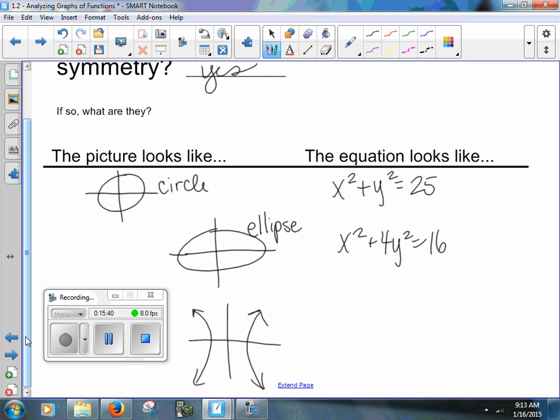Does anybody know? That's still not symmetrical. Don't judge it. What is it? No. Does anybody know what that is? If you've not gone over conic sections, which you guys had to identify conics. Don't you have to identify conic sections in Algebra 2?